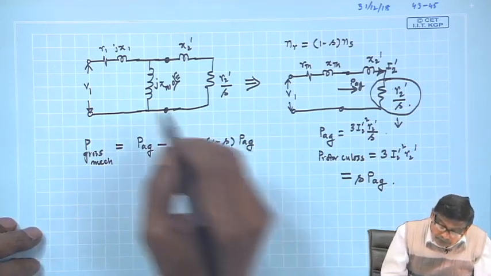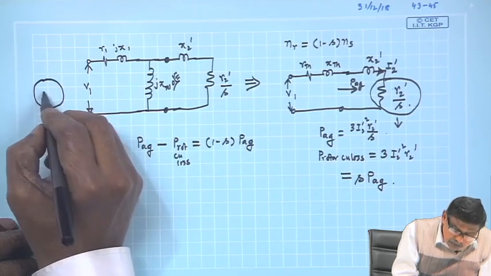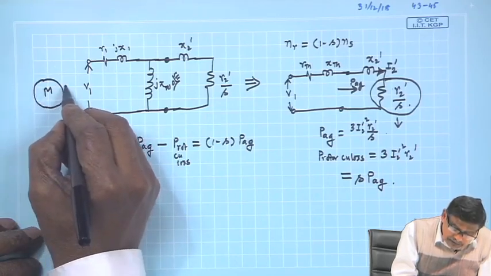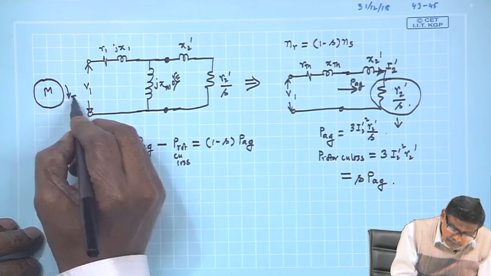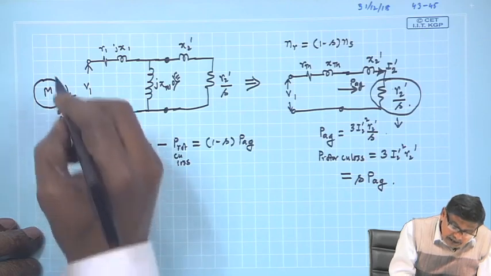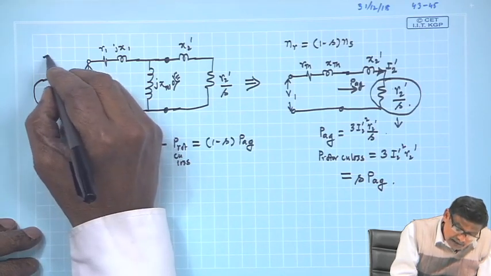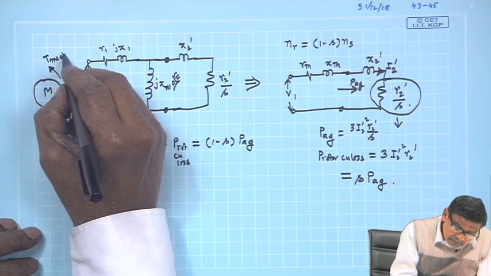So, remember this visual picture: for any motor, this is the electromagnetic torque, this is the direction of rotation Nr, and this is the gross opposing torque, T mechanical gross.